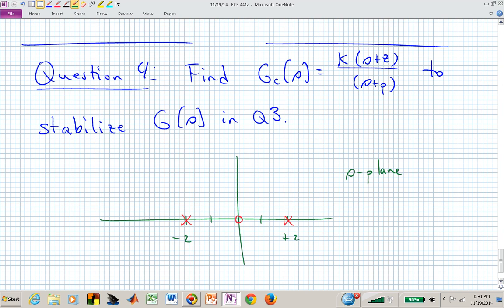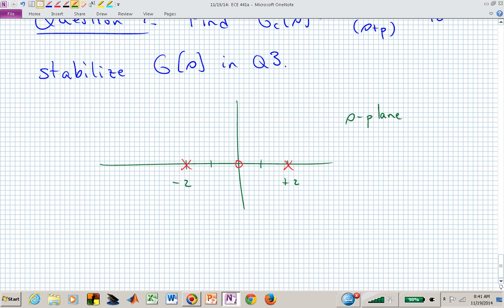What's our strategy here? Now we need to put a pole in the right half plane. A zero is not going to cut it, is it? A zero in the right half plane is not what we want in this case. We need to get rid of that branch of the root locus between +2 and the origin, and one way to do it is to put a pole over here in the right half plane. You could put it at +3, you could put it at +2, you could put it at +1.